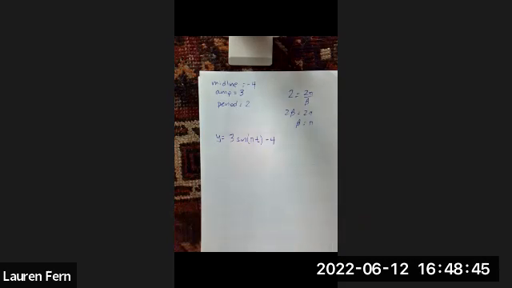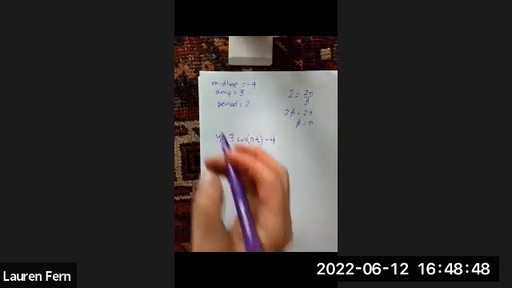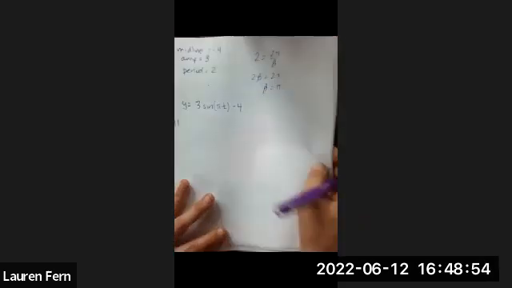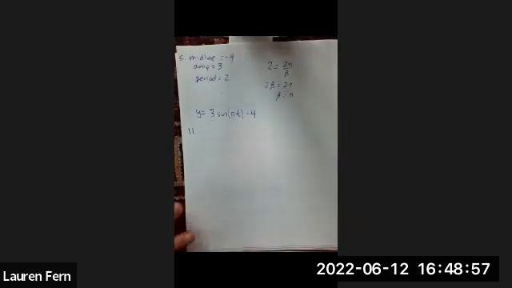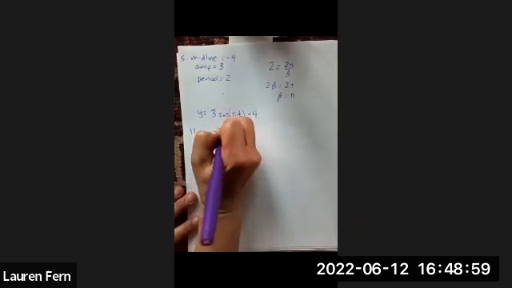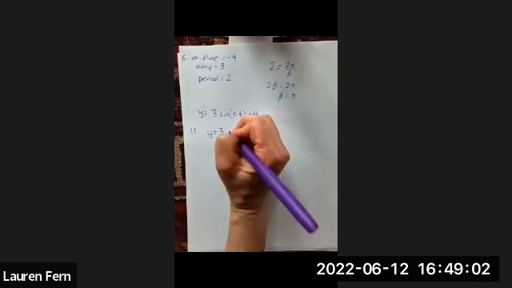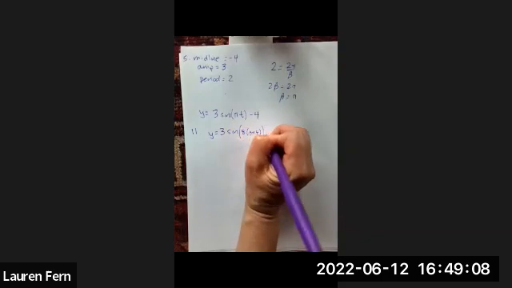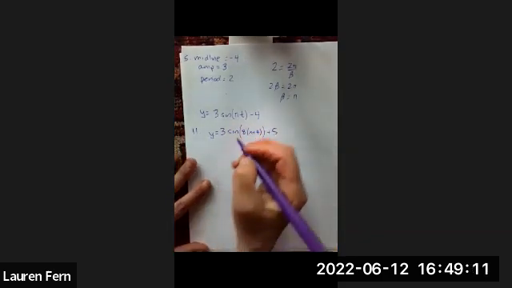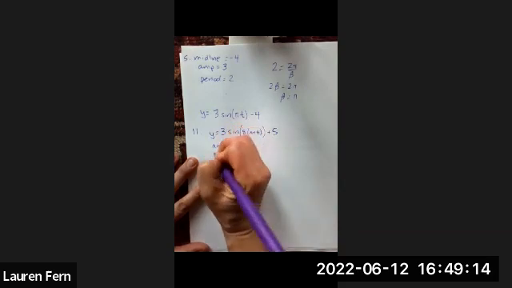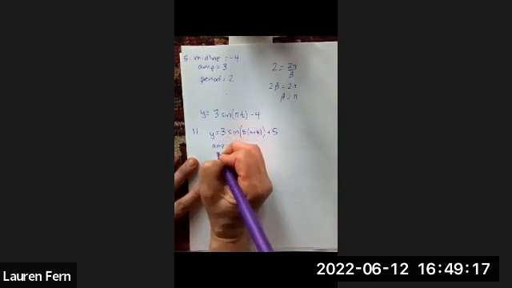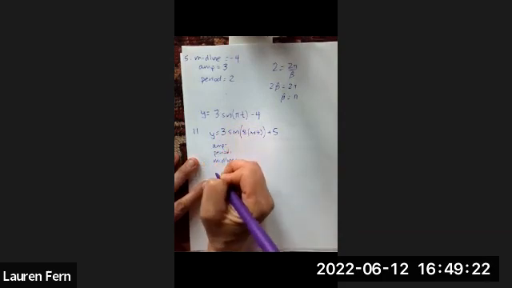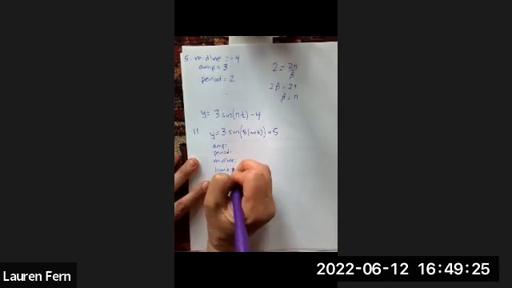All right. Now the next one, we don't have to look at a graph, but what we are going to do is I'm going to give you the equation of a function, and I want us to find various things. So what if I say that y is equal to 3 times the sine of 8x plus 4 plus 5? I want us to find our amplitude, our period, the midline, and the horizontal shift.